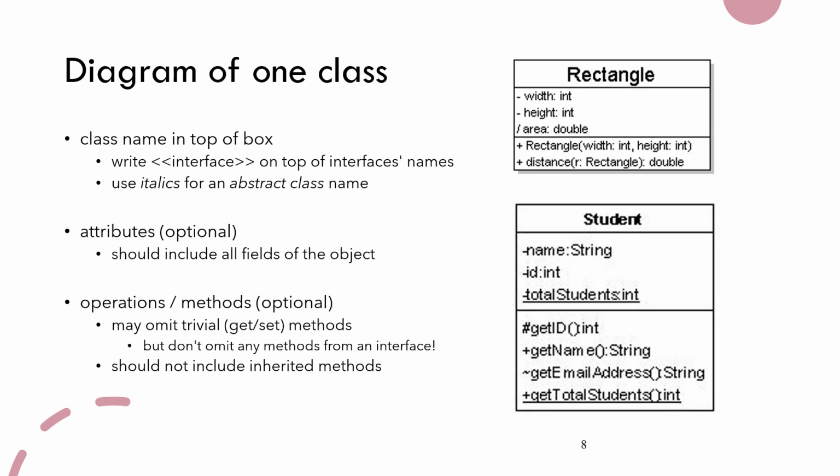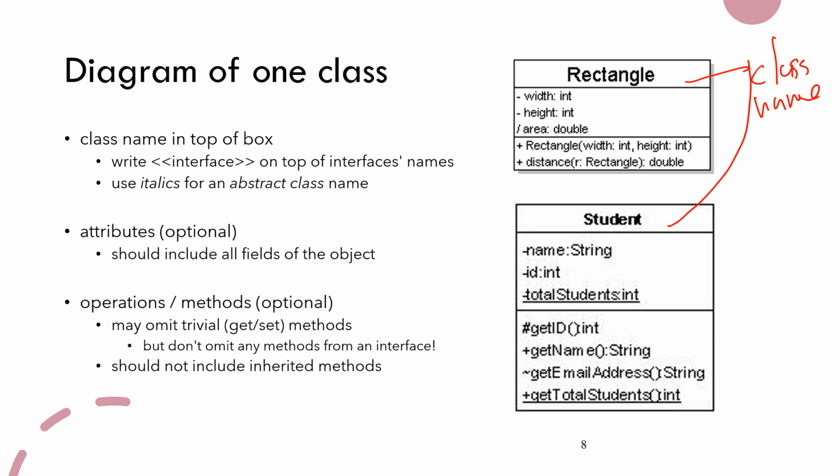Okay, so diagram of one class example. Alright, class name in top of box. This is the class name. Okay, class name. Write interface on top of the interface name. Use italics for an abstract class name.